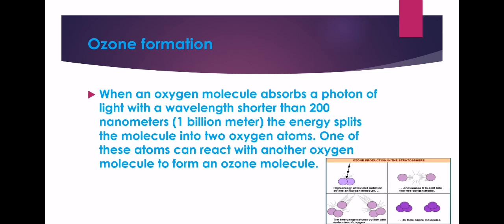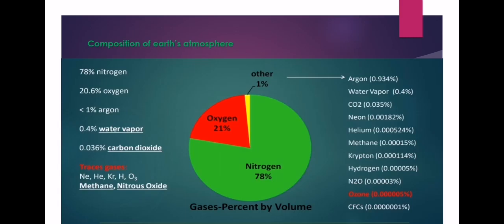Ozone formation. When an oxygen molecule absorbs a photon of light with a wavelength shorter than 200 nanometers, one billionth of a meter, the energy splits the molecule into two oxygen atoms. One of these atoms can react with another oxygen molecule to form an ozone molecule. Composition of Earth's atmosphere. As we can see, nitrogen is 78%, oxygen takes 20.6%, argon 1%, and other gases.